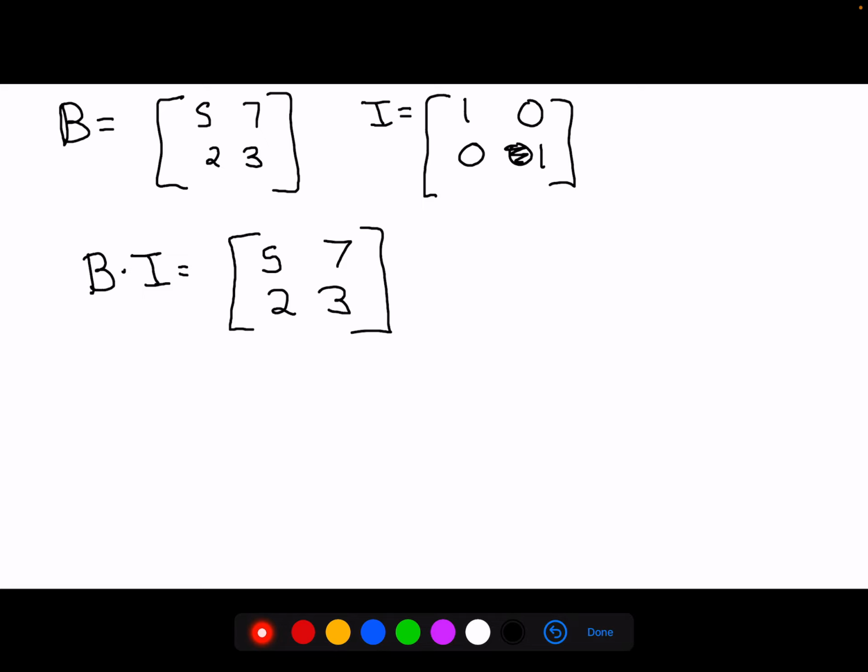Let's talk about inverses next. So we talked about the identity matrix with the diagonal of 1s and the 0s otherwise. So I'm going to go on now and get into inverses. Multiplicative inverses.